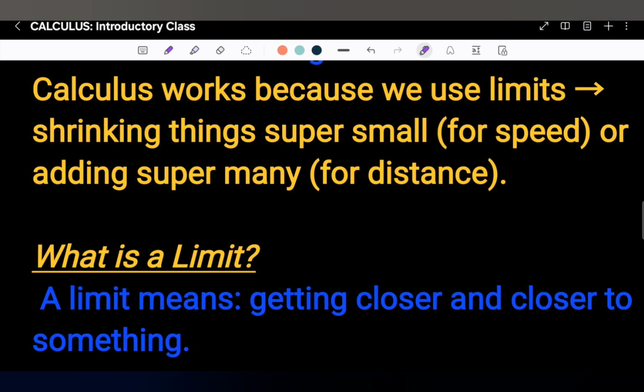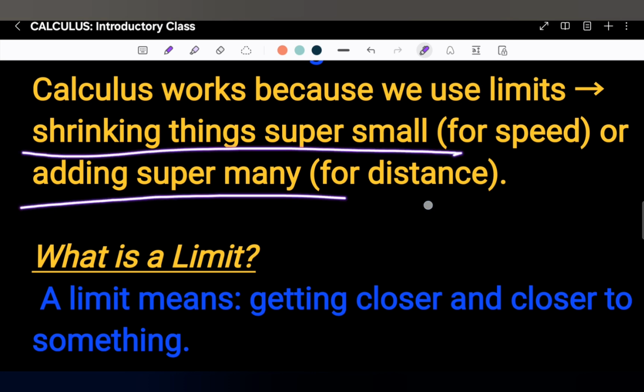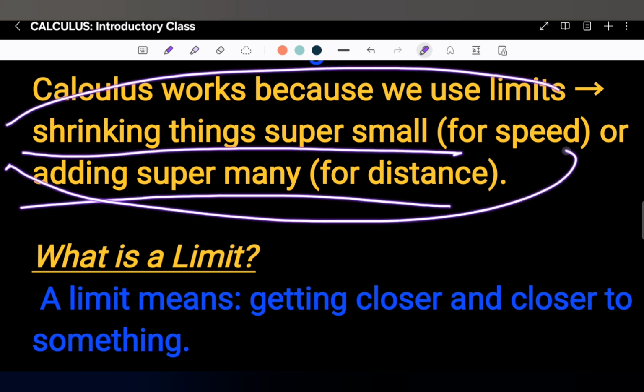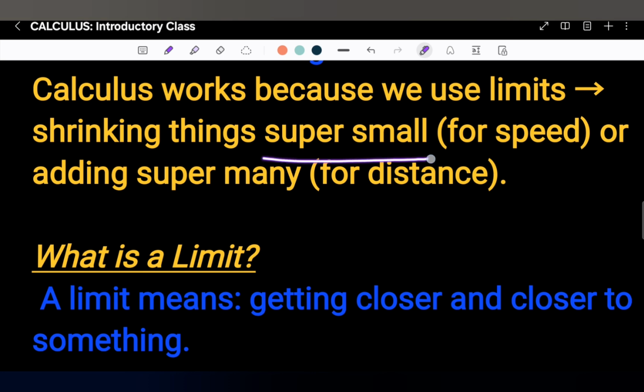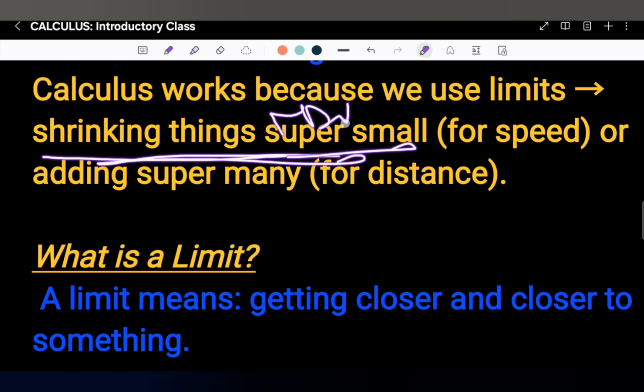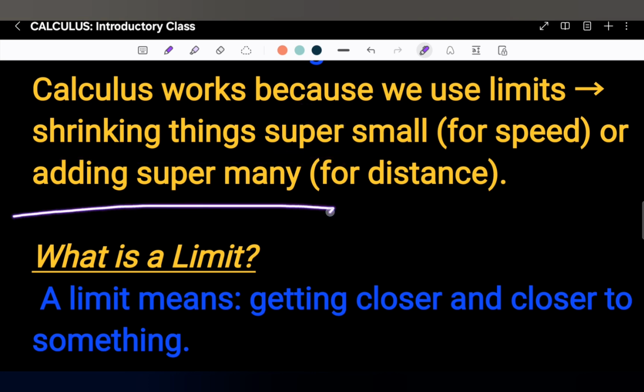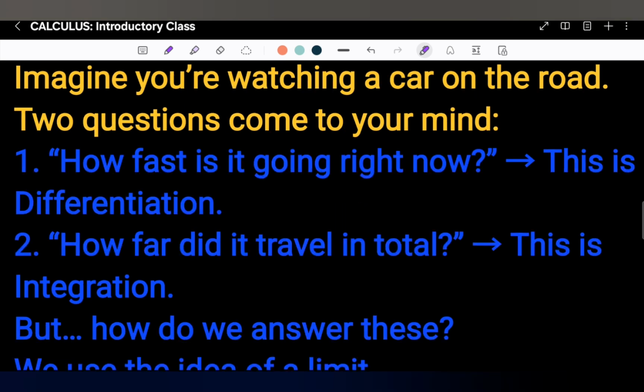Calculus works because we use limits, shrinking things super small or adding super many. It's the most important line of this chapter: shrinking things super small or adding super many. I want to tell you that we are shrinking things super small in differentiation and adding super many in integration.